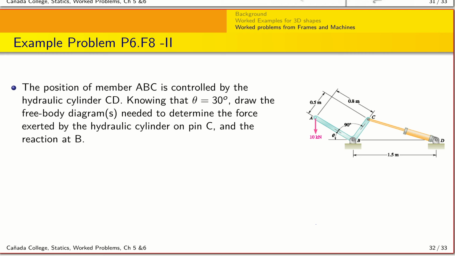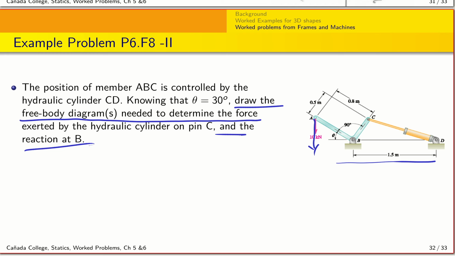Okay. The last example, this is a very quick one, is basically related to this machine here, where you have a hydraulic cylinder that is helping you do some mechanical work here, right? So for example, you can pull down here and it's going to extend the cylinder and do some kind of work. So read through the problem, pause the video, and all we need to do here is draw the free body diagram that can be used to determine the force exerted by the hydraulic cylinder on pin C, as well as the reaction at B.